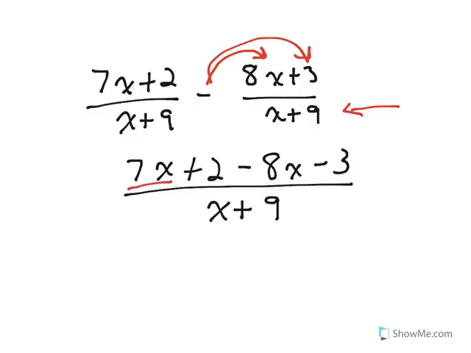We have a 7x minus 8x, which is negative 1x. And we have a positive 2 minus 3, which gives us negative 1, all over the common denominator of x plus 9.